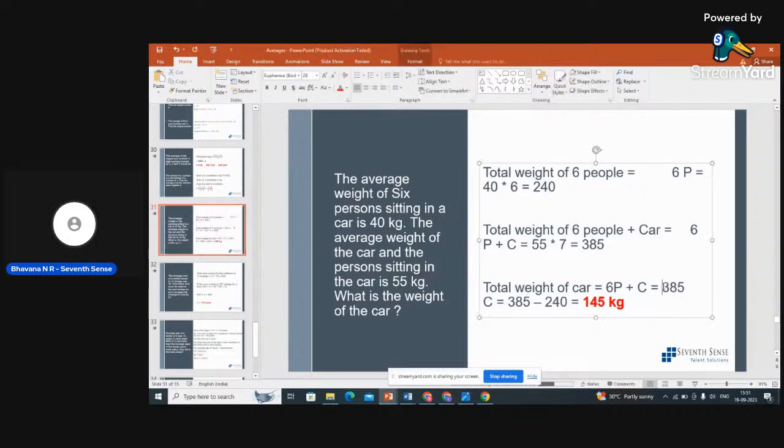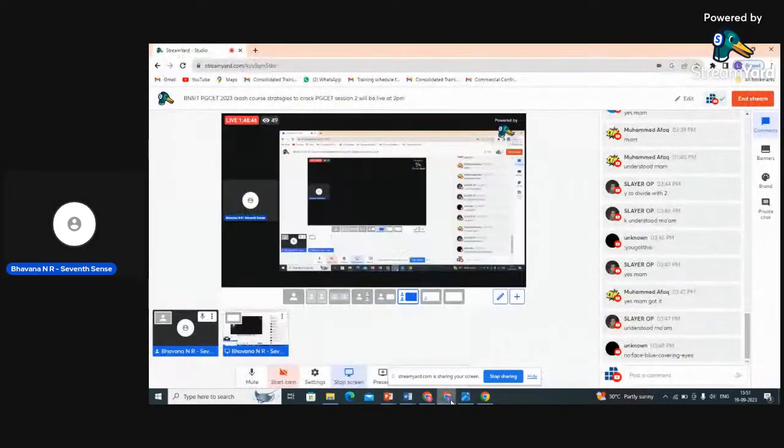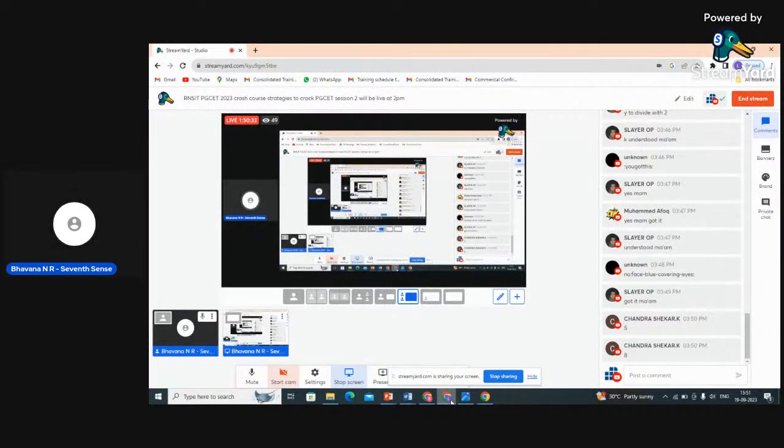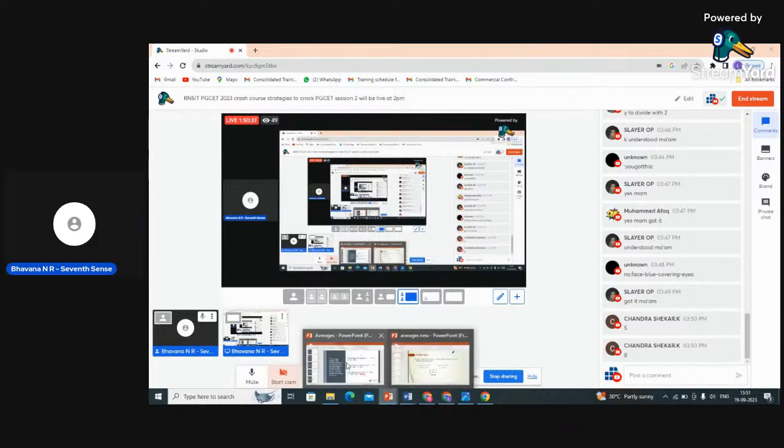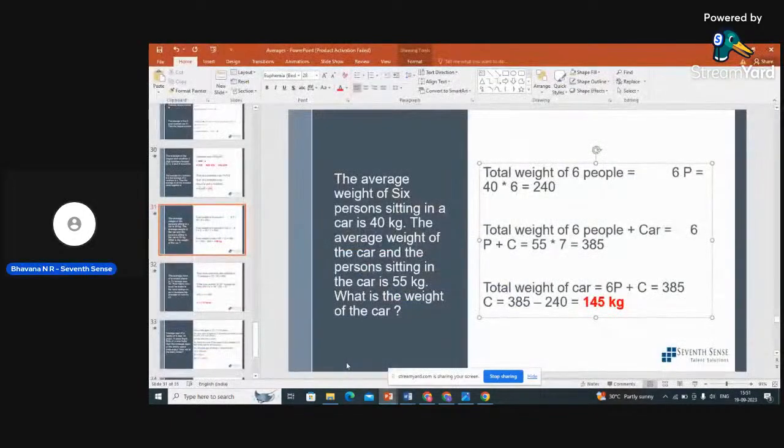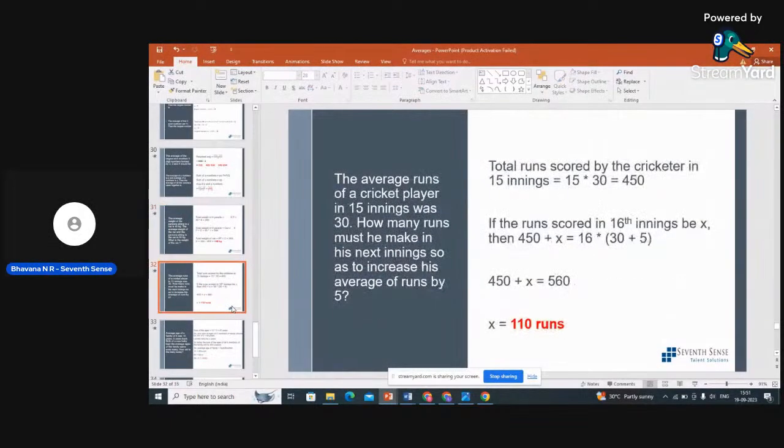So that is 385 minus 240, that is equal to 145. So the car weight is 145 kg. Okay.